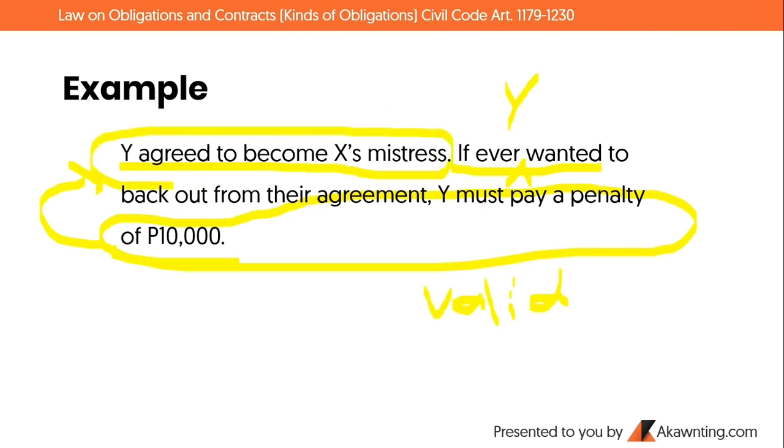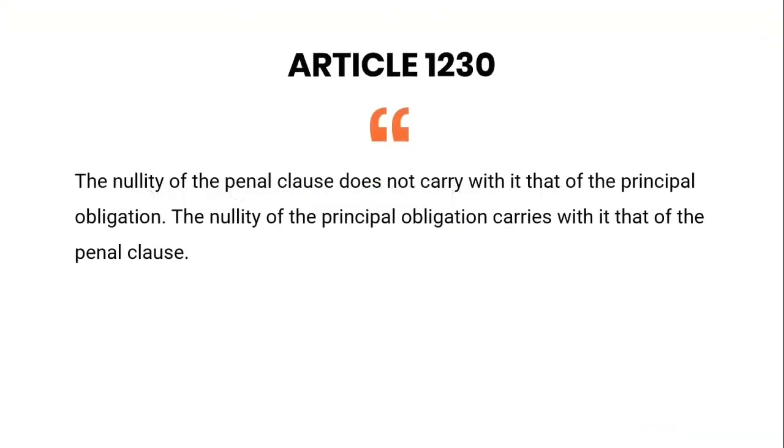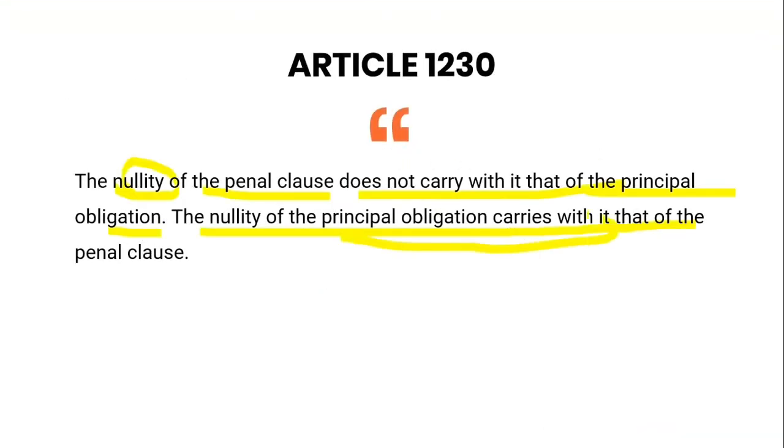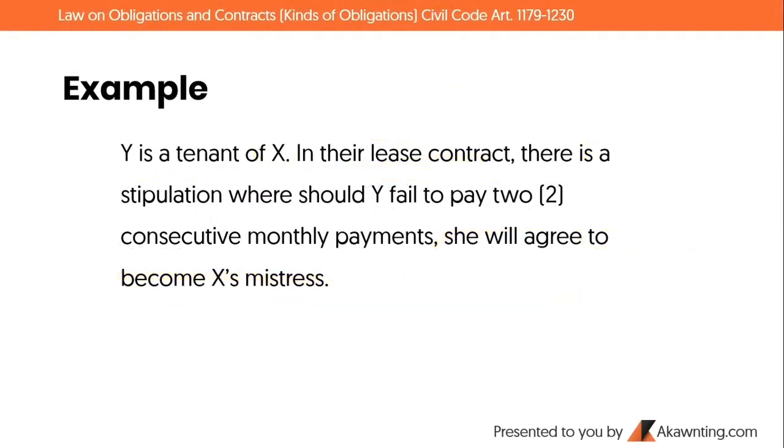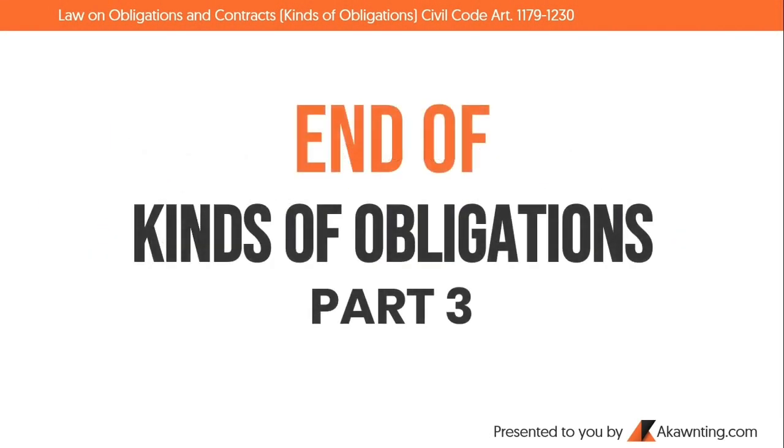So therefore, kahit na valid itong penalty clause dito, ma-invalidate na rin siya kasi yung obligation where it depends upon is invalid. So, pag binalikan natin yun, the nullity of the principal obligation carries with it that of the penalty clause. Okay? So, yun. Okay? Okay, so this is the end of the kinds of obligation. So, this is the end of the part 3.